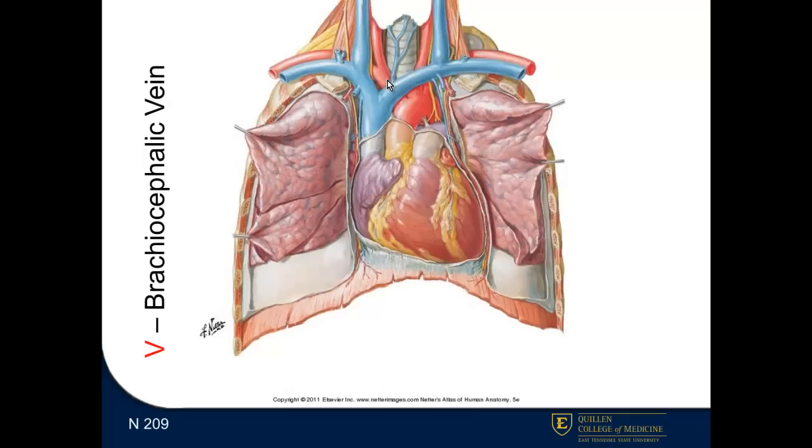So let's look at each one of these VATE structures independently and discuss the structure as well as its anatomical relationships. V, the brachiocephalic vein, comes first because it's most anterior. The brachiocephalic vein is formed when the subclavian vein and the internal jugular vein merge. So let's first look at the left brachiocephalic vein.